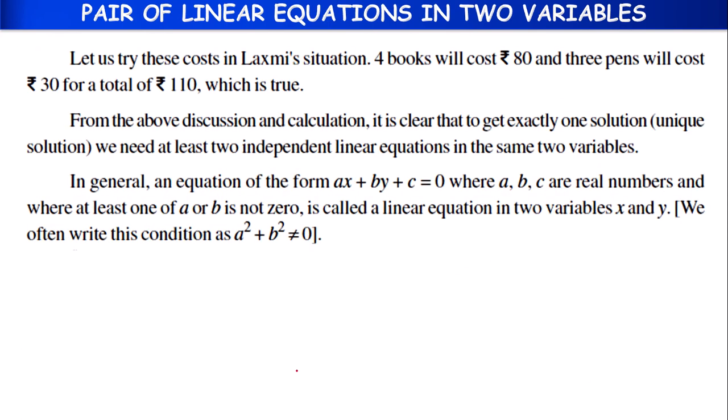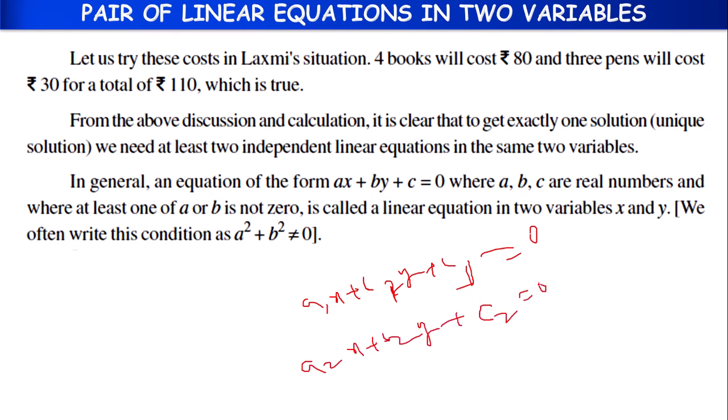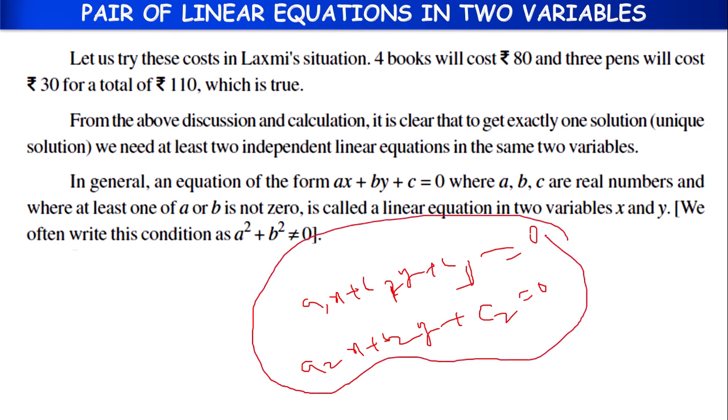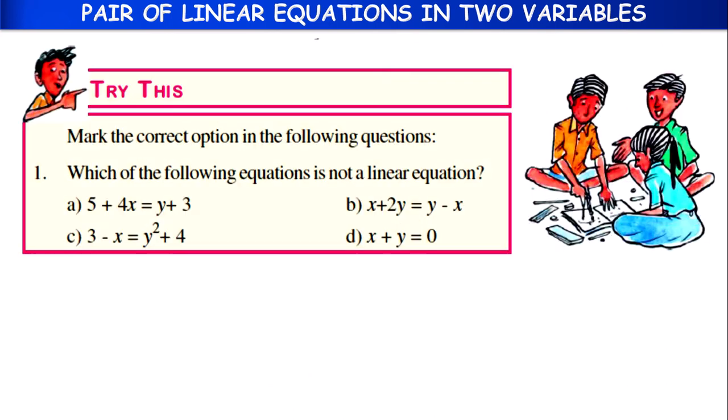So if we have two equations, a1x plus b1y plus c1 equals 0, and a2x plus b2y plus c2 equal to 0, then if we have two independent equations in variables x and y, we can solve for the values of x and y.